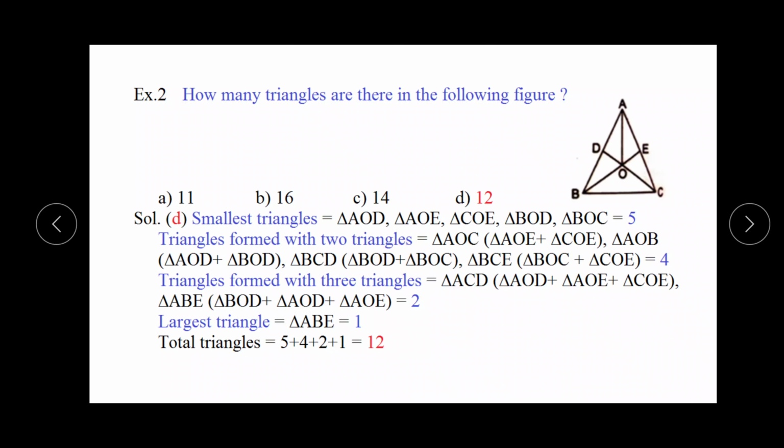Now the triangles which are formed with two triangles: AOB, AOC, BCD and BEC. There are 4 triangles which are formed with two triangles. And now, before the largest triangle, there are triangles formed with 3 triangles: AEB and ADC, 2 triangles. These are made of 3 triangles. Now the largest triangle, that is ABC. Now we will count all these: 5 plus 4 plus 2 plus 1 is equal to 12 triangles.